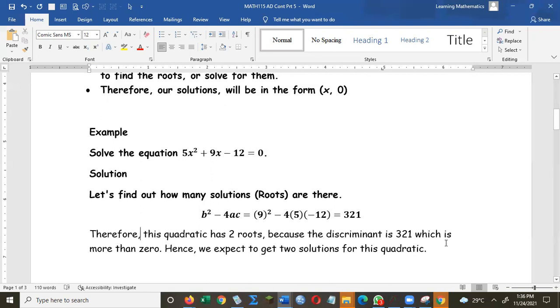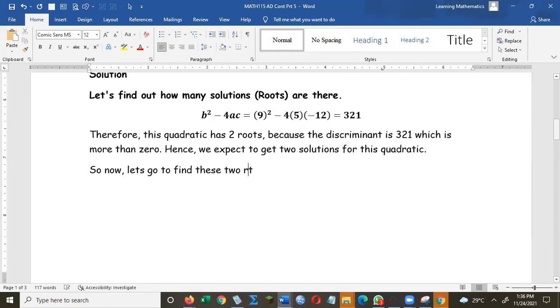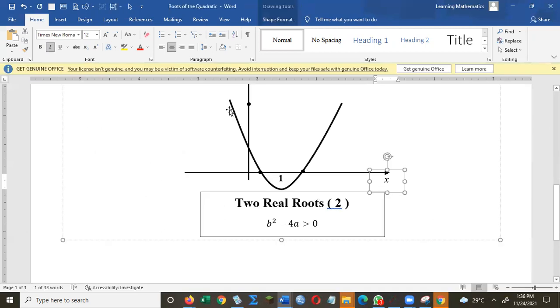So let's go to find these 2 roots. Now we've got to use a formula to find the 2 roots. And by the way, there are different methods of finding the 2 roots. You can use the graph. You can draw the graph, draw the parabola, get some domain values, sketch the parabola, and identify the roots on the x-axis.